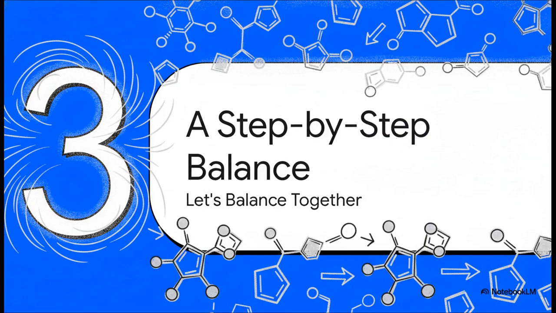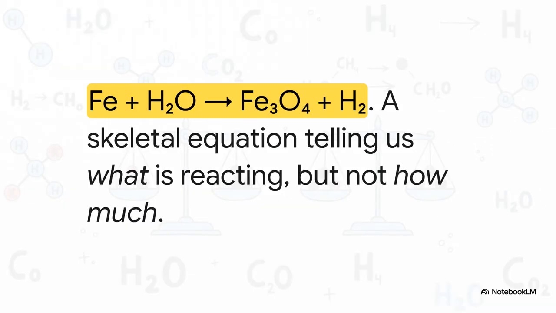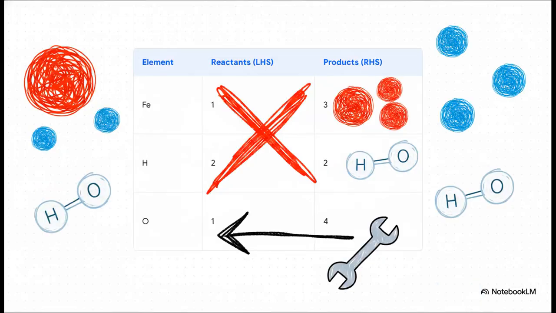Okay, we've got the why, we've got the rules. Now it's time to actually get our hands dirty. Let's walk through an unbalanced or skeletal equation and bring it into balance together. So here's our puzzle for today. We have iron reacting with water, and it's making some iron oxide and hydrogen gas. Right now, this equation tells us what's in the reaction, but it doesn't tell us the correct recipe. It's not balanced. The very first thing we always do is take inventory.